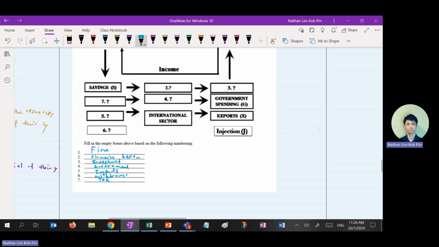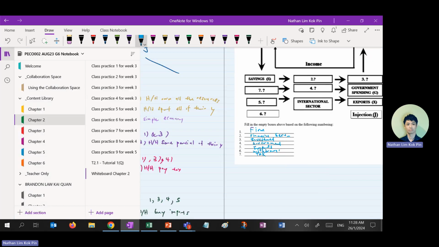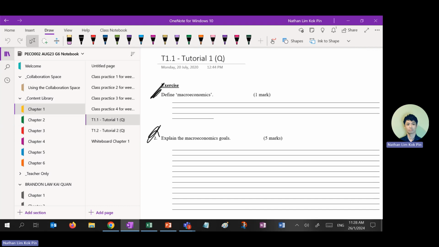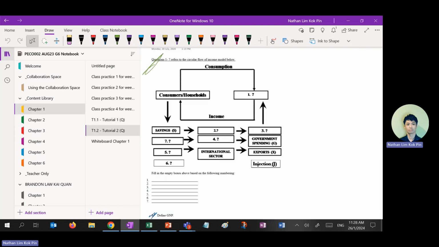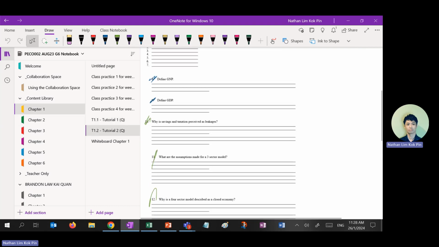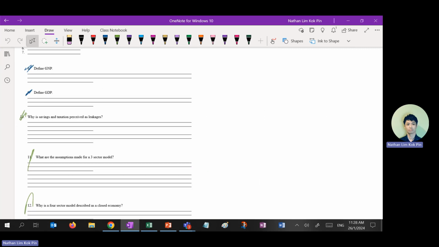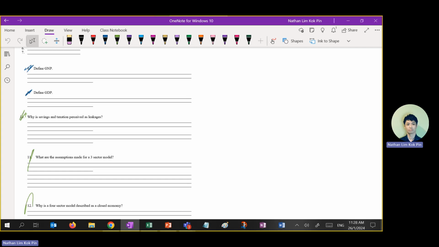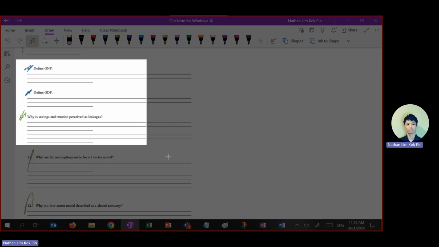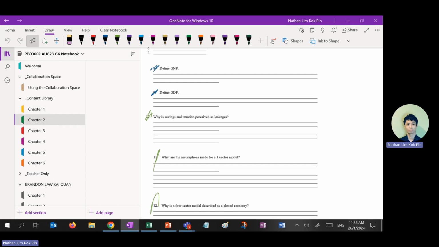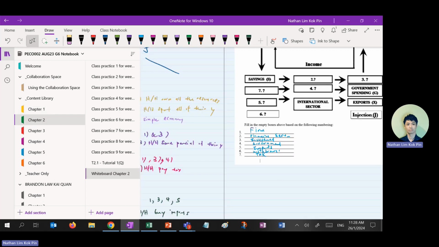Tax. Right. Okay, this one is pretty straightforward. Define GNP and GDP. Okay, GNP and GDP I roughly covered already previously, but never mind, I cover again. Right, so what is GNP?